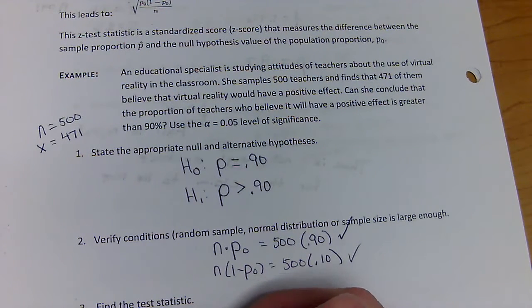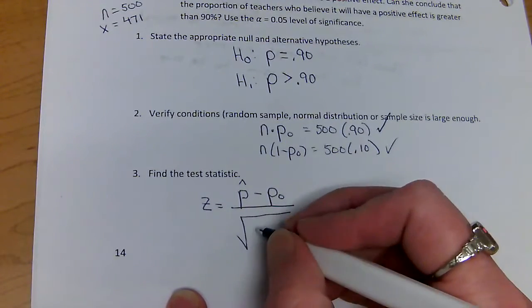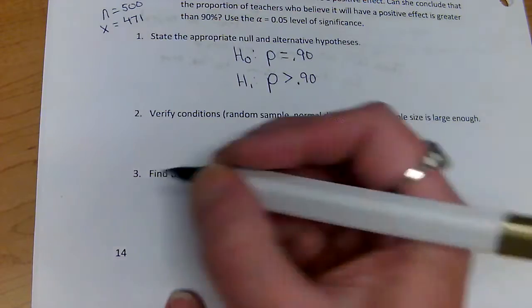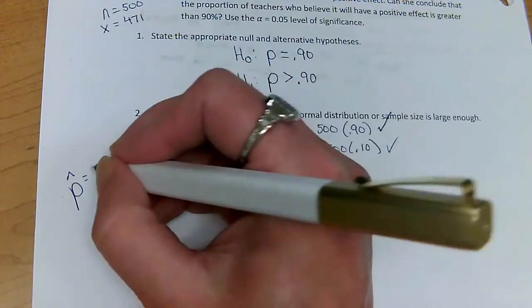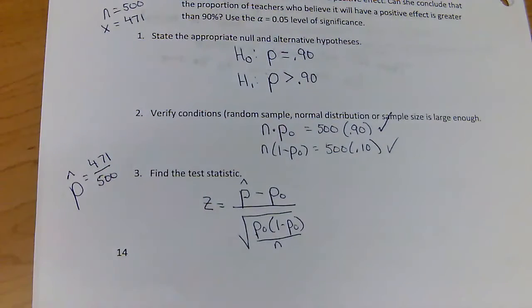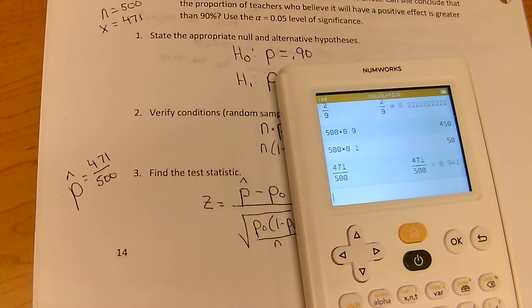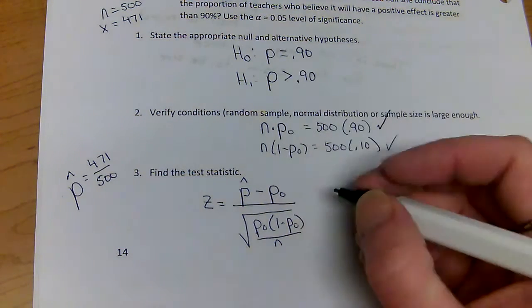Okay. Now I'm going to show how to find that test statistic by hand. We take our sample proportion minus the null, divided by the standard deviation, which is the square root of the null proportion times 1 minus the null proportion, divided by n. My sample proportion comes from the sample, and that's 471 divided by 500. So 471 divided by 500 minus 0.9, divided by the square root of 0.9 times 0.1 divided by n, which is 500. And I get 3.13, which is pretty big for a z-score.